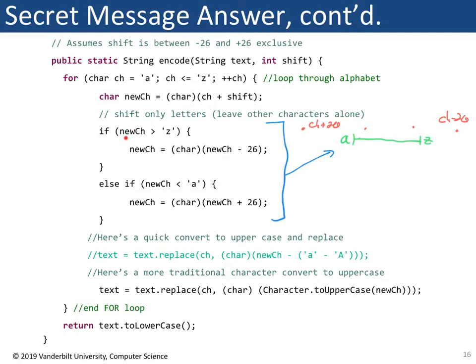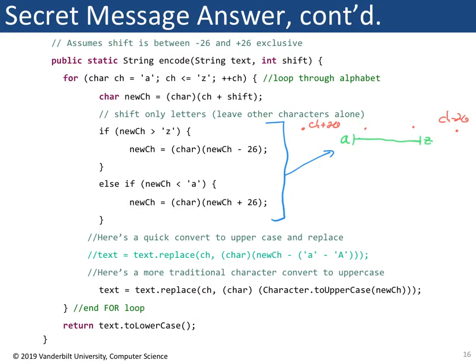If newCh is greater than Z, so out here, we'll subtract 26 from newCh, cast that into a char, and put that into newCh. Else if, so it's not an else, it's an else if, newCh is less than A, so it's out here, we'll add 26, cast it into a char, store that into newCh.